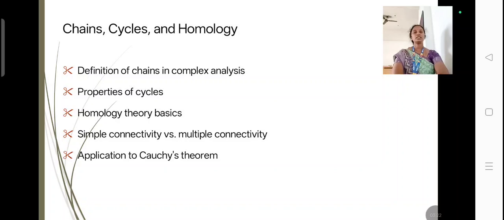Next one is chains, cycles and homologies. The following topics are discussed in chains, cycles and homologies. The first one is definition of chains in complex analysis, properties of cycles, homology theory basics, simple connectivity versus multiple connectivity, then some applications of Cauchy's theorem.